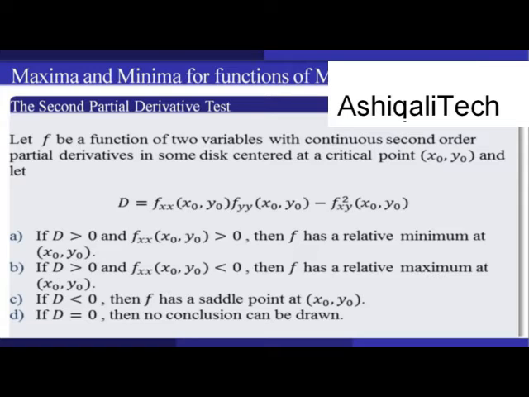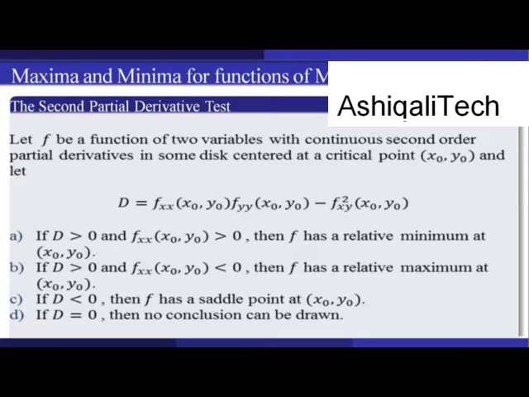Third case, if D is negative, then f has a saddle point at the point (x0, y0). And the fourth case is, if D is equal to 0, then no conclusion can be drawn.